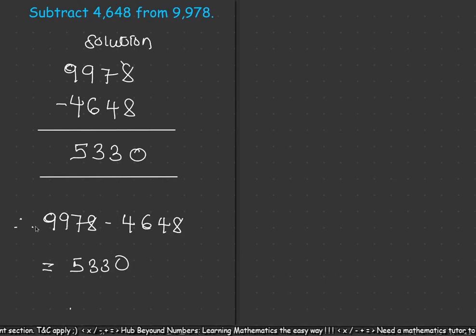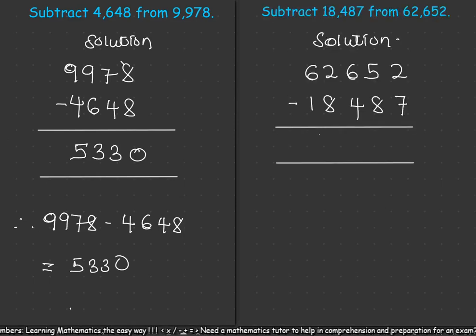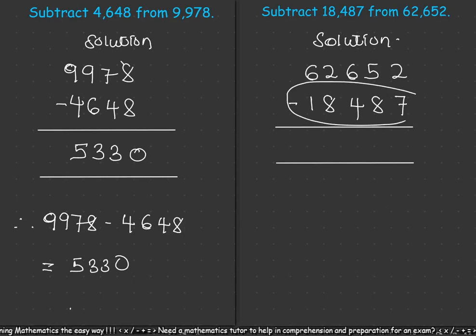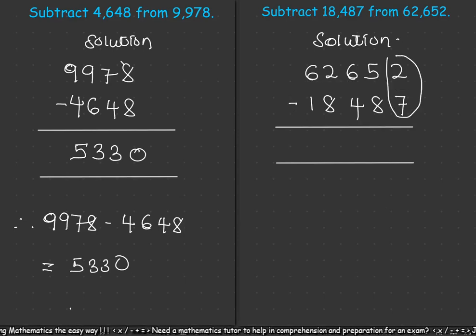Now let's look at one critical one where some of the numbers might be bigger than the other. Okay, so for this one here, we have to subtract 18,487 from 62,652. How do we go about it? Now, unlike the previous one, if you look at this set of numbers, we have some of those up here that are smaller than some of those down here. For instance, this 2 and 7, same applying to this 5 and 8, and same applying to this 2 and 8. So take a critical look at what we are going to do here.